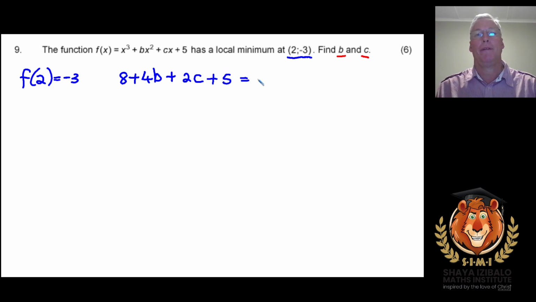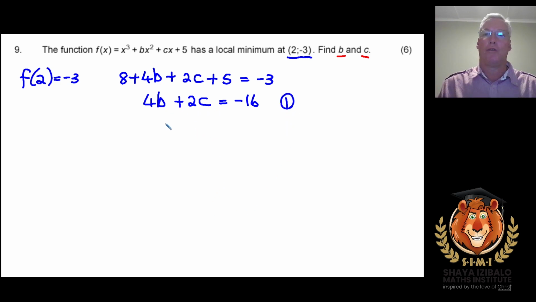That will equal our y value of minus 3. Right. This can sort of tidy up a little bit to maybe 4b plus 2c. I've got a total of 13 on the left-hand side, which if I subtract, I get minus 16. Now, this is an equation. It's really nice. Unfortunately, it's got two variables.